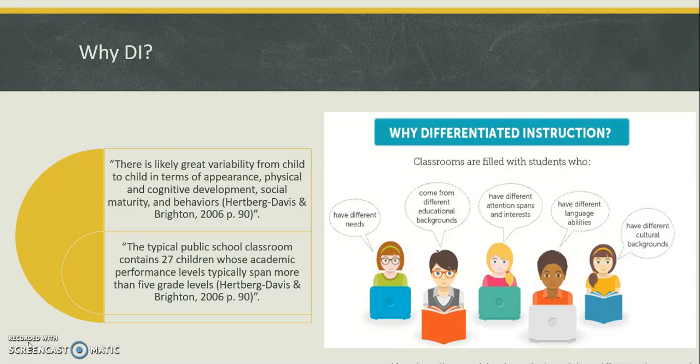These two quotes from Hepburn, Davis, and Brighton really show the diversity within a classroom. This first one says there is likely great variability from child to child in terms of appearance, physical and cognitive development, social maturity, and behaviors. They also stated that the typical public classroom contains 27 children whose academic performance levels typically span more than 5 grade levels. I found this most shocking. 5 grade levels. This is a lot of variation and diversity within one classroom. This shows that you really need to plan accordingly for those students who are on the lower and upper end of the grade levels in your classroom to help engage them in the most effective way possible.